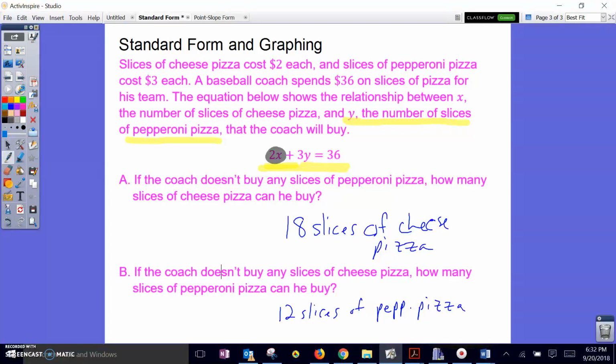Okay, a little bit more on standard form in this video, and also how we can use it to find intercepts, x-intercept and y-intercept, use it to graph equations, and use it in an application like this one.